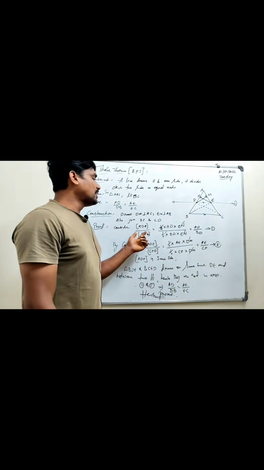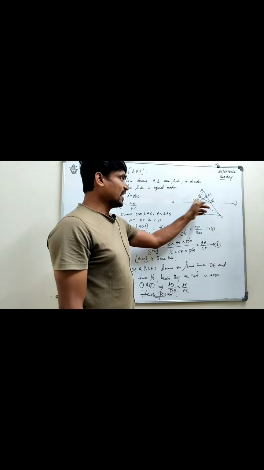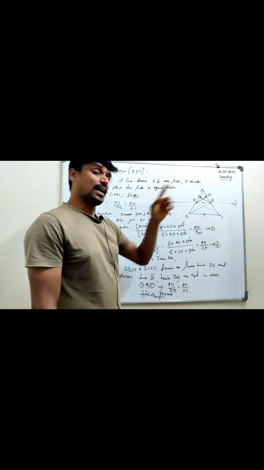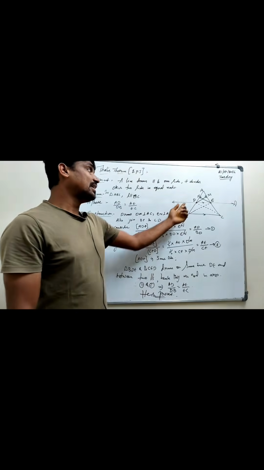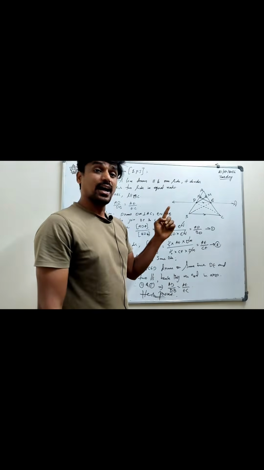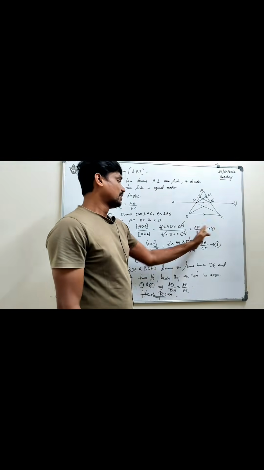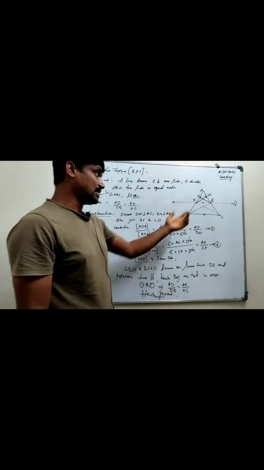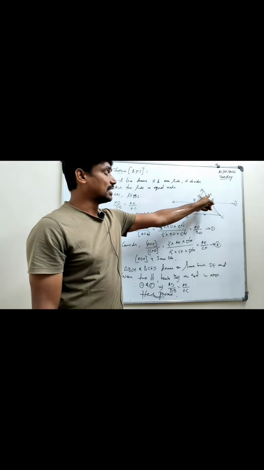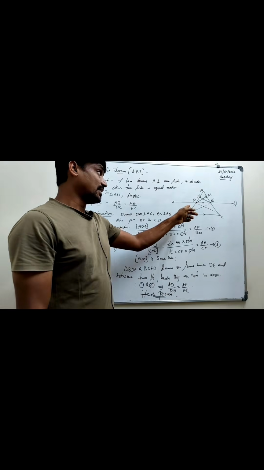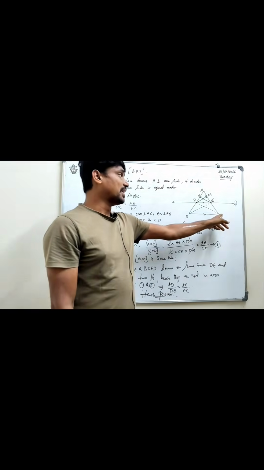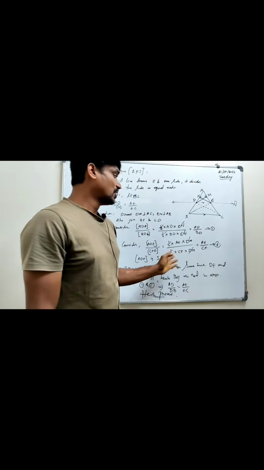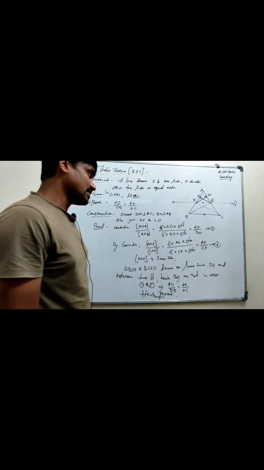Proof: consider ADE by BDE, with half base into height. The base is AD, its corresponding height is EN, and here BD is the base and its corresponding height is as well EN. Both cancel, and we get AD by BD, that is the first equation. Similarly, in ADE and CED, we take the corresponding base AE, height is DM, and in the other triangle CED, CE is the base and the corresponding height is again DM. So both cancel, and we are left with AE by CE.